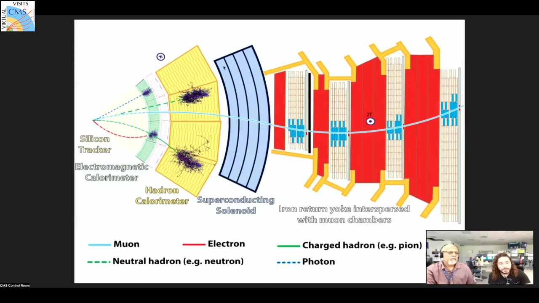And then here you see the magnet, and the rest of the detector outside of the magnet is essentially dedicated to muon detection. The muon systems are all gas-based detectors, but we have four different technologies in CMS, one of which is at the moment a prototype for the high luminosity LHC. You can see from this figure that we can identify the type of particle that is produced in the aftermath of the collisions based on the signals that are left behind in our detector.